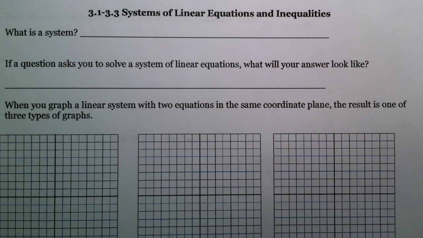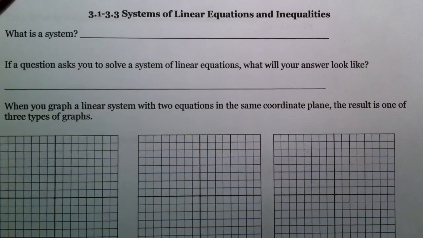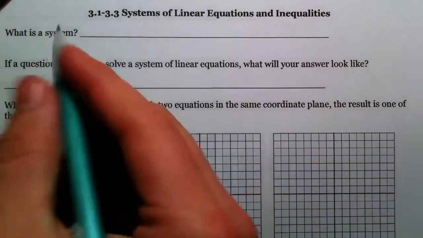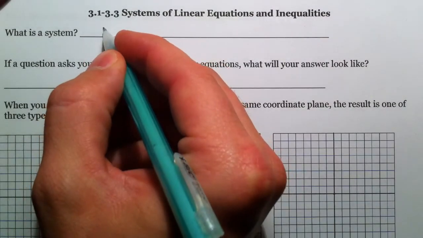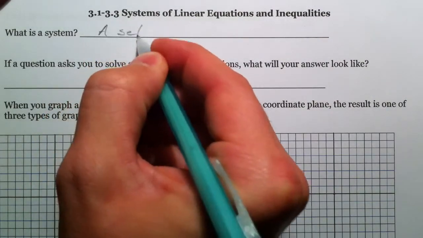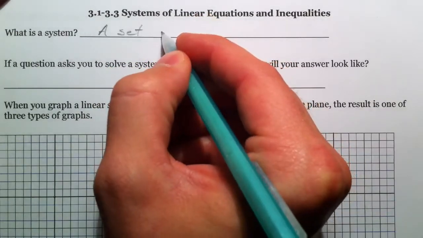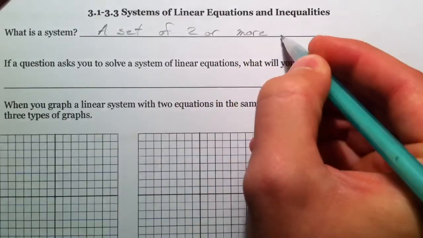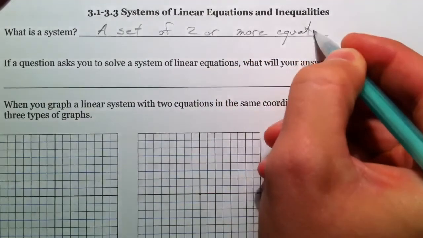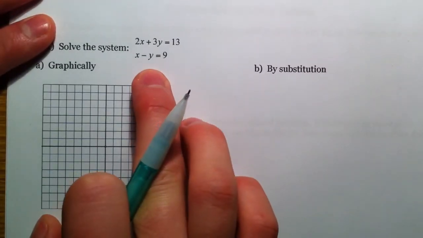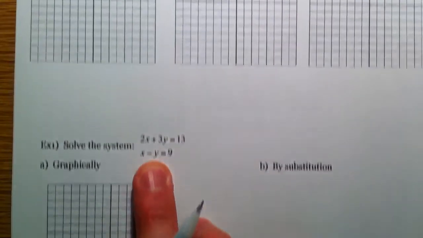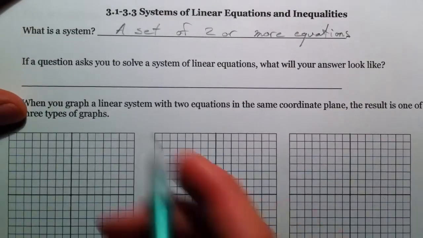So we're going to do quite a bit today, but we're working through what systems are and solving systems graphically and algebraically. So what is a system? It's a grouping, a set of two or more equations. And for purposes of early on here, we're going to just be dealing with ones that look like this, meaning two linear equations.